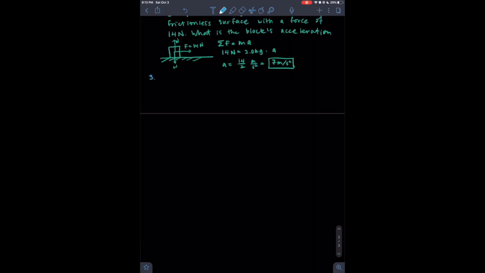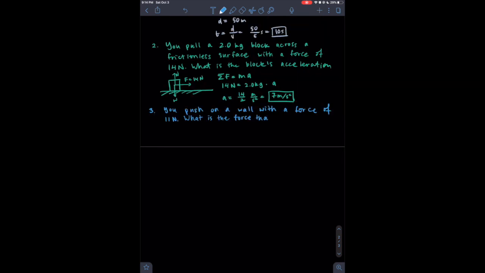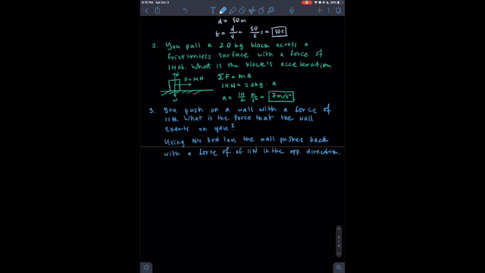Number 3. You push on a wall with a force of 11 newtons. What is the force that the wall exerts on you? Using Newton's third law, the wall pushes back with a force of 11 newtons in the opposite direction. So yeah, these are Newton's 3 laws.